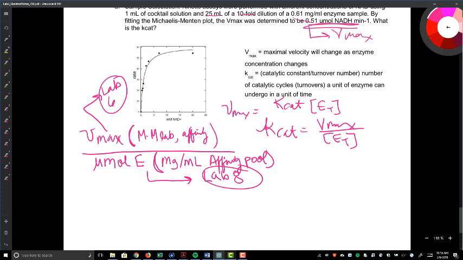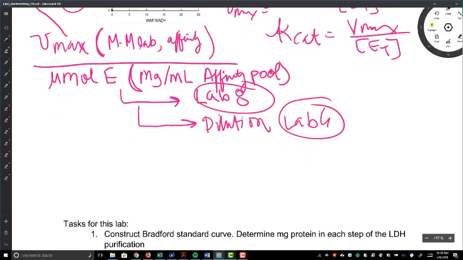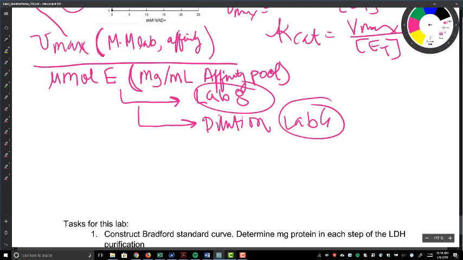Then the question is, how do we figure out how much enzyme we added? The micromole of enzyme is coming from lab 8, but you also need to take your dilution from lab 6 as well. This is why this calculation trips a lot of people up. It's because you have to pull from a lot of different labs, and that's okay. So let's get started on tackling this.